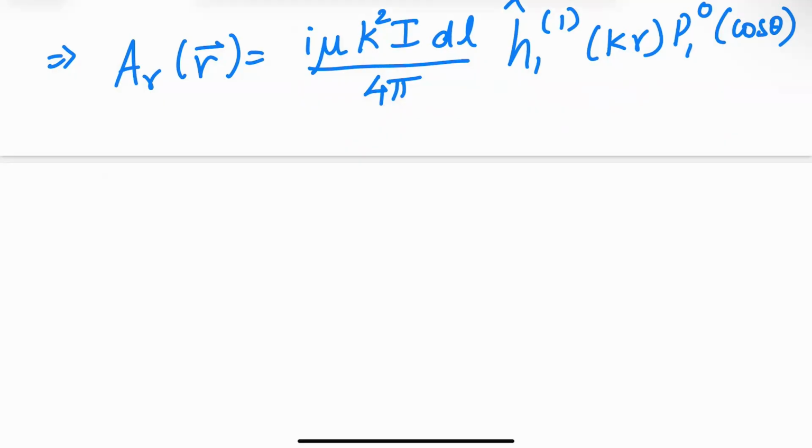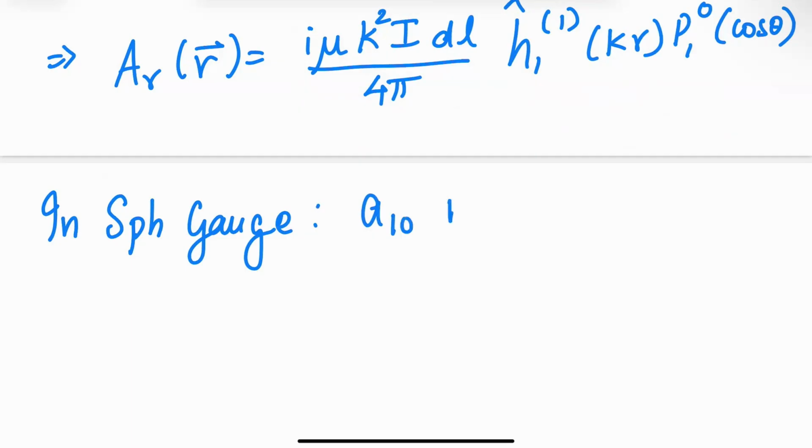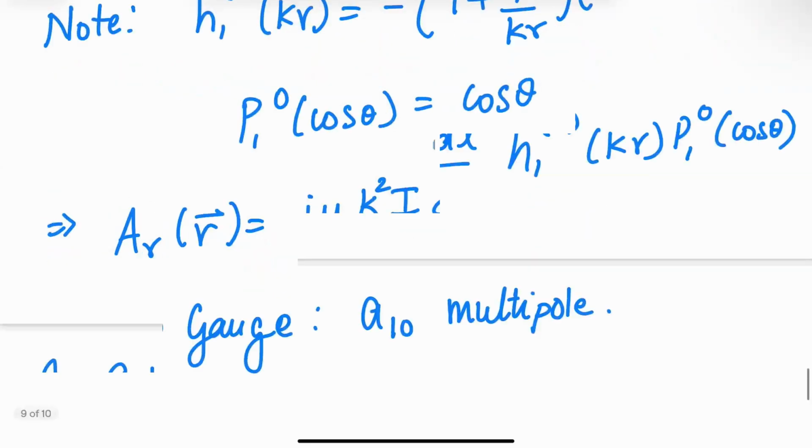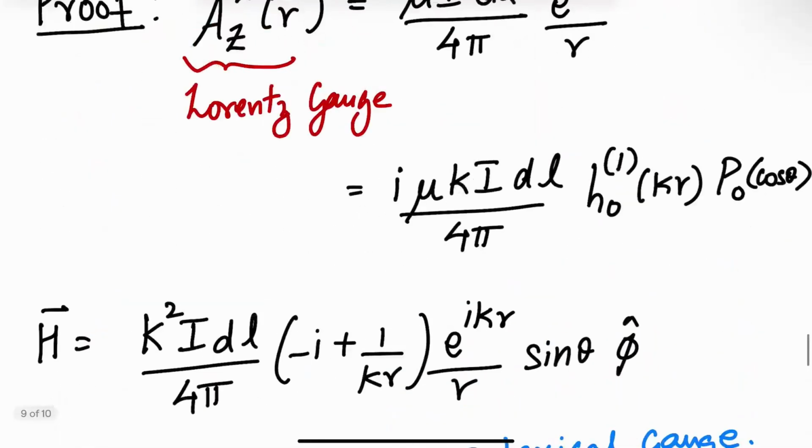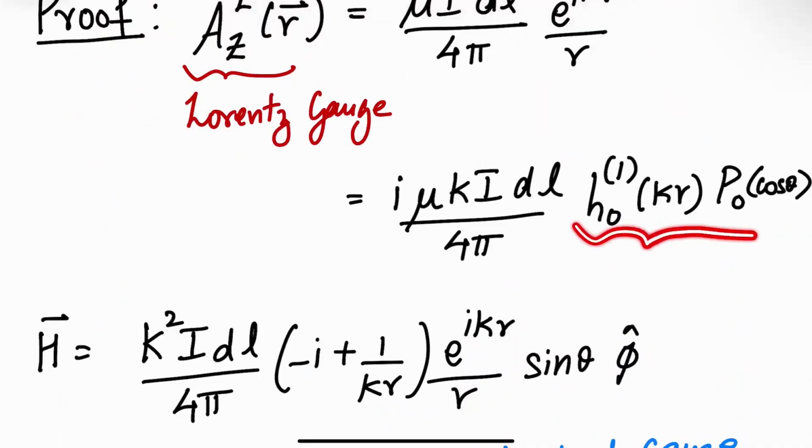Okay? So in spherical gauge, this is nothing but the A10 mode. Right? Or the A10 mode, or you can call it the A10 multipole. But if you go back here, we just showed that it's a unique multipole in the spherical gauge, but it's really okay to also look at it in terms of the Lorentz gauge. But even in Lorentz gauge, you have this same basis. And you don't have to really take it to spherical gauge.